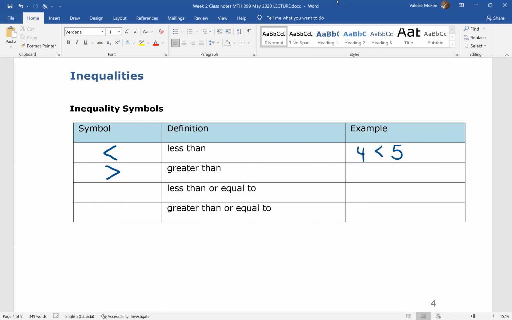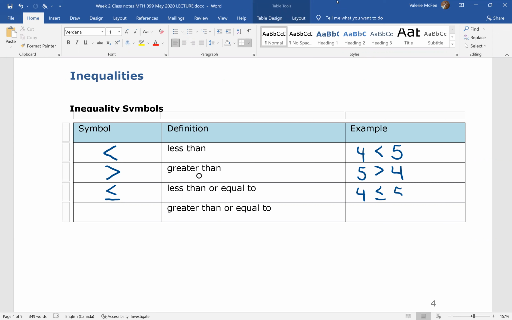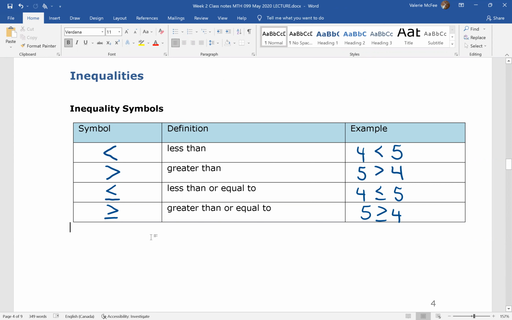When we turn this in the other direction with the point going to the right, we call this the greater than symbol. 5 is greater than 4. If we add a line underneath it, it means less than or equals. 4 is less than or equal to 5. Again, the line underneath, greater than or equal. 5 is greater than or equal to 4. So we're going to use those symbols when we're working with inequalities.